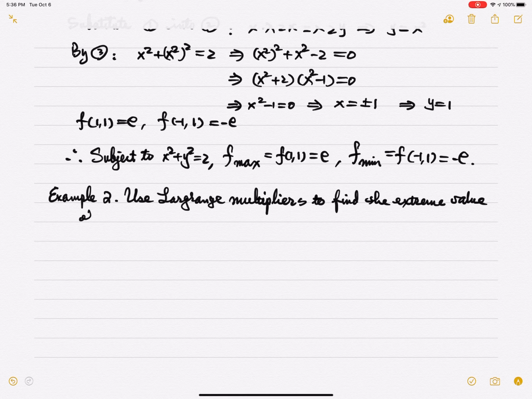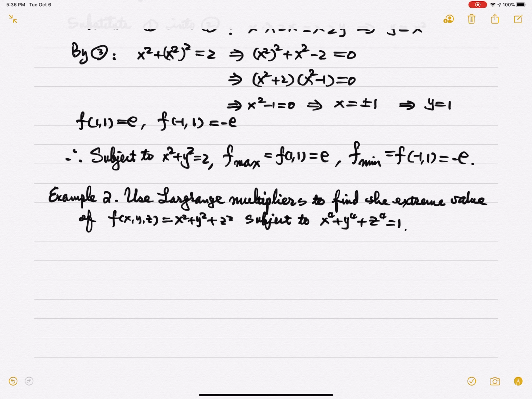To find the extreme value of f(x,y,z) equal to x squared plus y squared plus z squared, subject to x fourth plus y to the fourth plus z to the fourth equal to 1.